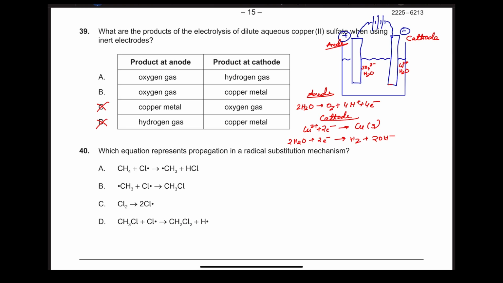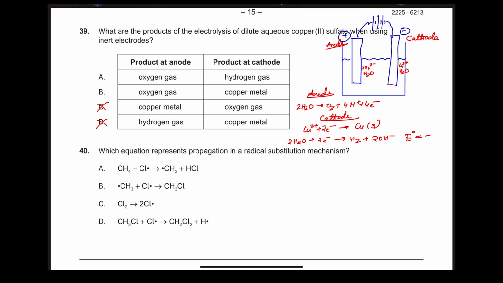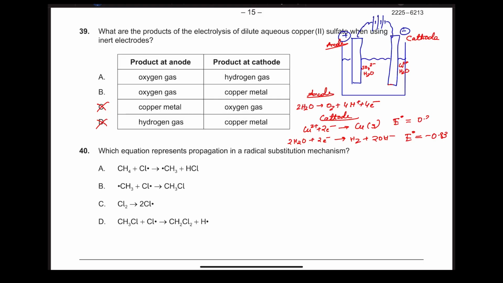This one has an E naught value of minus 0.83. And here the E naught value for copper is plus 0.34. So E naught is bigger, or more positive, for Cu2+, right? So this reaction will be favored, and this one will not be favored because E naught is negative. So at the cathode, copper metal will be produced. So the answer would be option B.